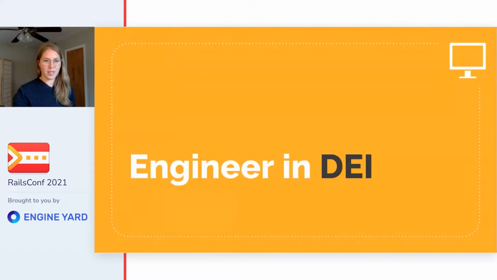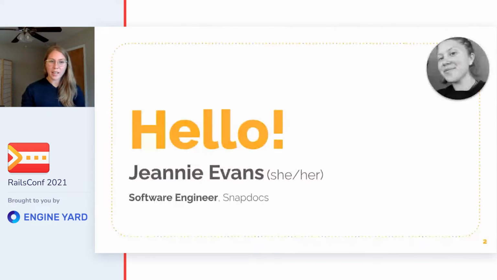I'm here to talk to you today about how to engineer in DEI, tangible steps for teams. So hello, my name is Jeannie Evans. I use she, her pronouns. I am a software engineer at SnapDocs.